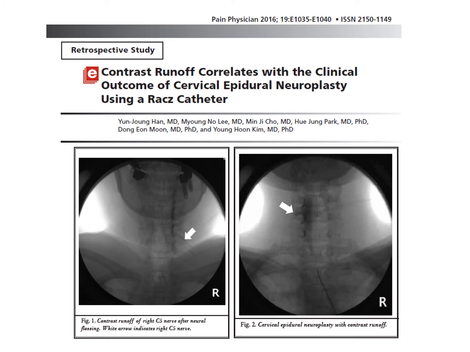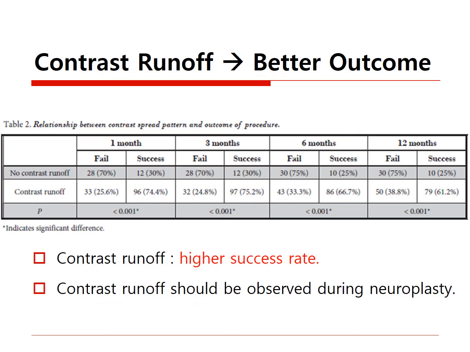And this paper shows the relationship between the spreading pattern of contrast media and clinical outcome in cervical neuroplasty using Rex catheter. The terminology of contrast runoff means the spread of contrast from the neuroforamen to a nerve root. You can find the contrast runoff in both figures. The success rate was significantly different between the contrast runoff group and no runoff group. Therefore, the author of this study concluded that the contrast runoff should be observed during the neuroplasty.